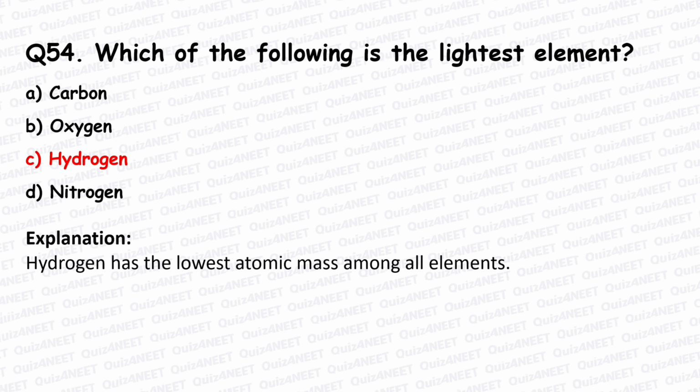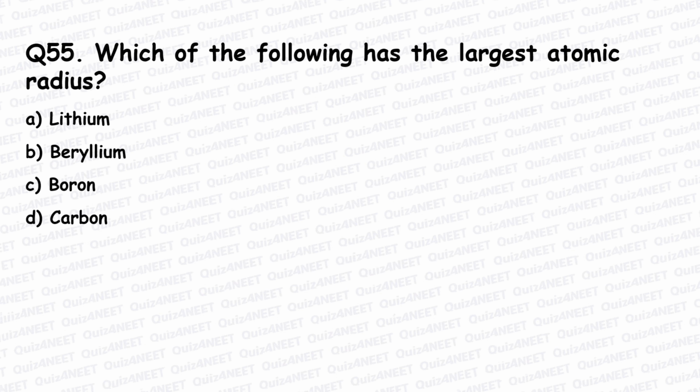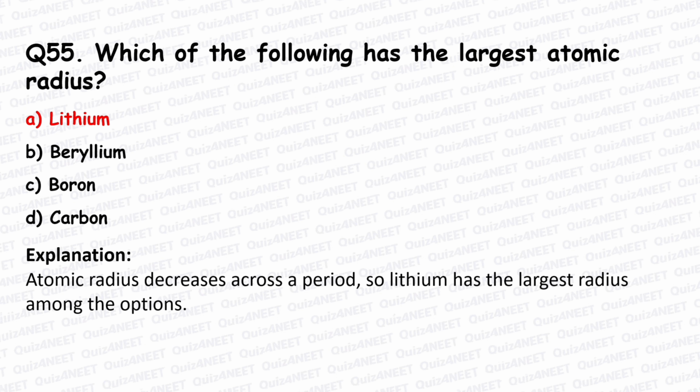Explanation. Hydrogen has the lowest atomic mass among all elements. Q55. Which of the following has the largest atomic radius? A. Lithium, B. Beryllium, C. Boron, D. Carbon. Answer. Lithium. Atomic radius decreases across a period, so lithium has the largest radius among the options.